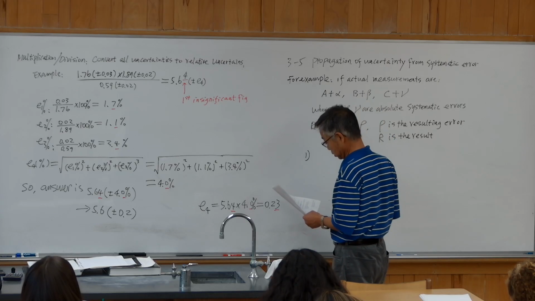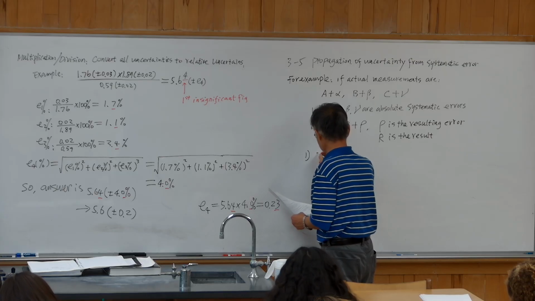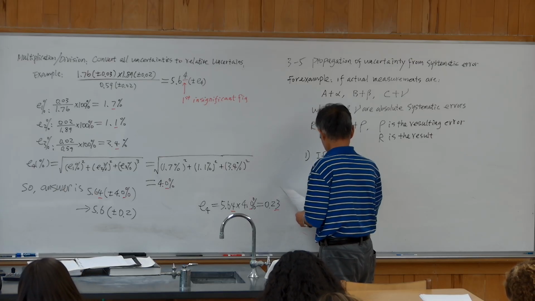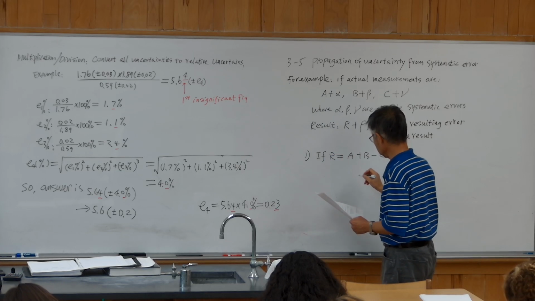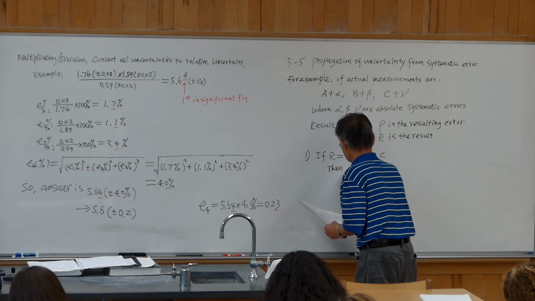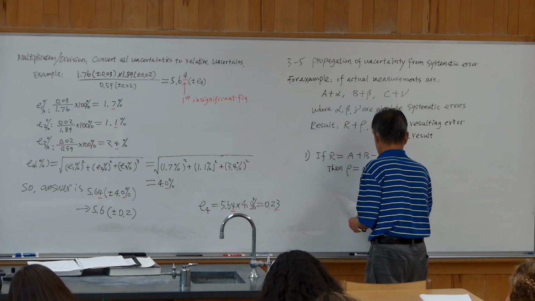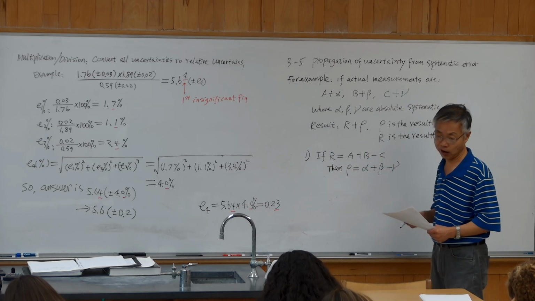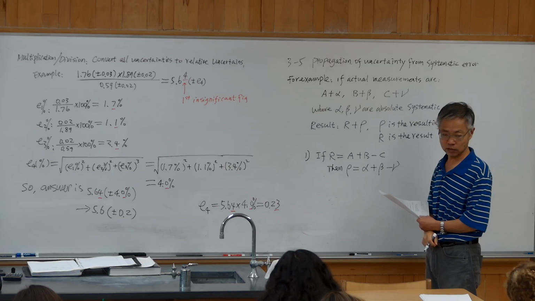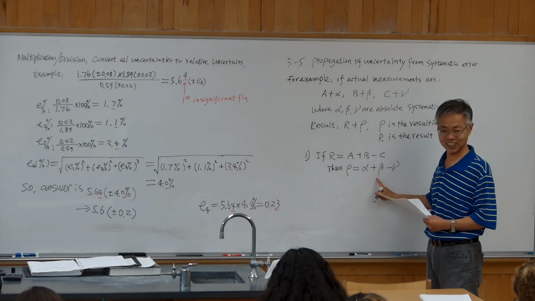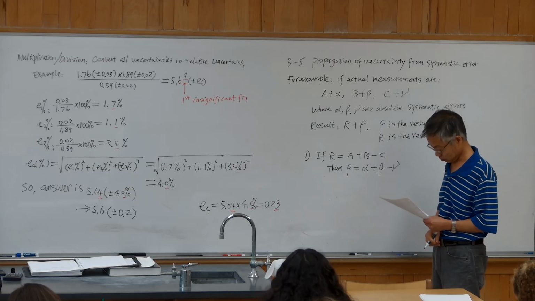So as I say, this comes directly from the operation. So if R comes from A plus B minus C, then the error also follows the same law, equals plus alpha plus beta minus gamma. Follow the same law, right? Your result is plus, then your error is also plus. Your result is minus, then error is also minus. All the same rule.